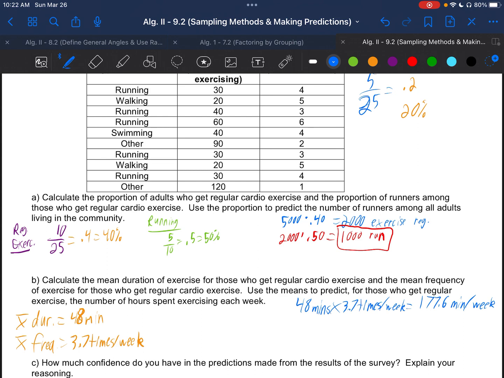So now our question was asking for not minutes per week, but hours spent per week. So in order to go from minutes to hours, you divide by 60, and you get 2.96 hours per week, which we're going to say, rounding wise, that's about 3 hours per week.